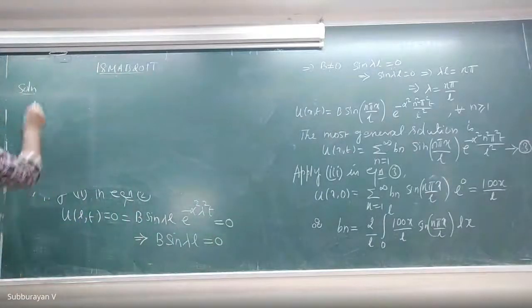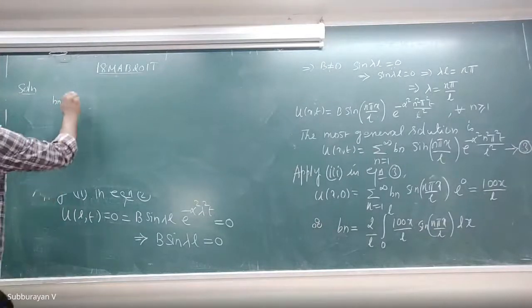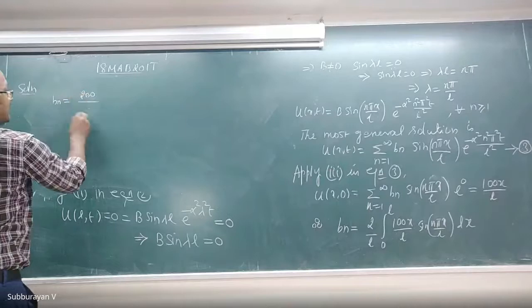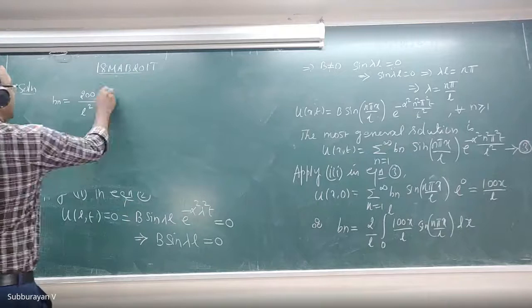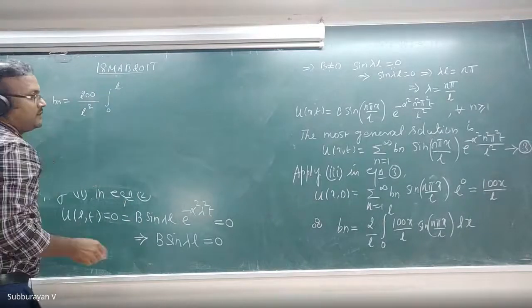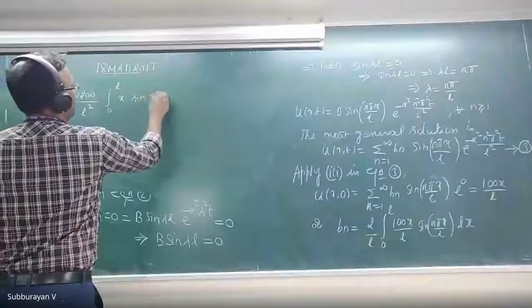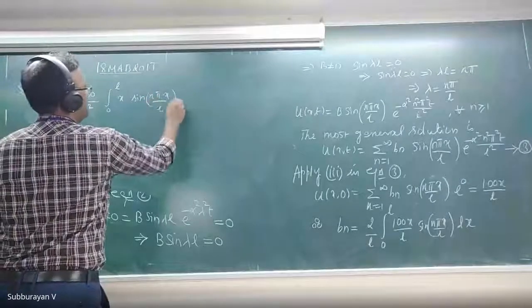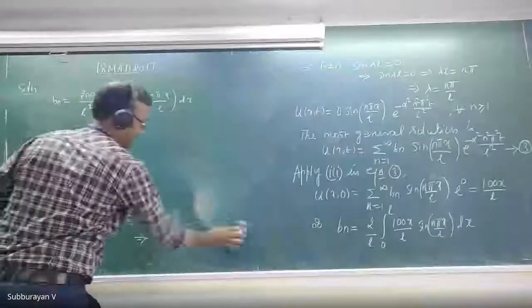Therefore, what is our Bn? Our Bn is equal to 200 divided by L square into integral 0 to L of x sin n pi x divided by L into dx. Please integrate this and tell me what is the value of Bn.